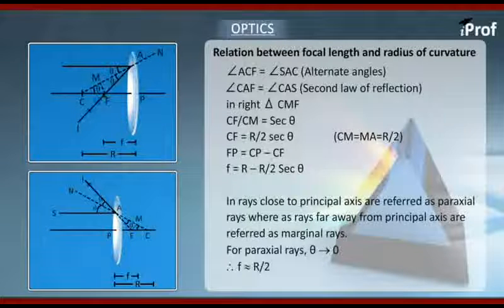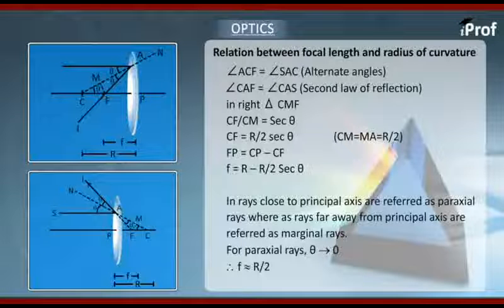cutting the opposite side of the triangle at point M. Also from routine and regular geometry, the relevant angles are shown, and we find that this triangle CAF is an isosceles triangle. Base angles are equal. Now angle ACF is equal to SAC by the very property of being alternate angles. Similarly, the angle CAF is equal to CAS, again by using the second law of reflection, which says that angle of incidence is equal to angle of reflection.